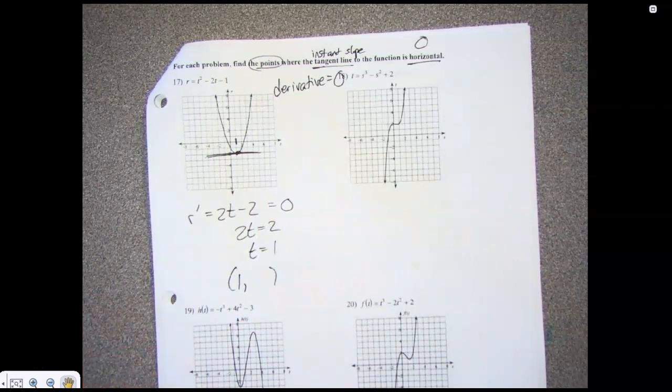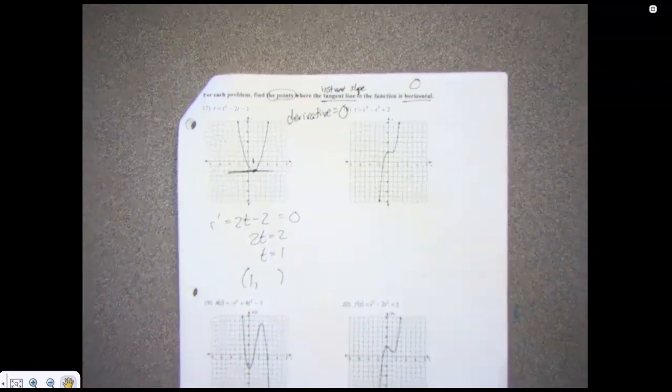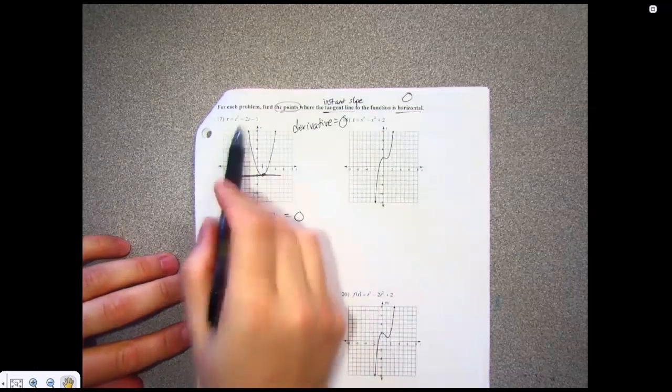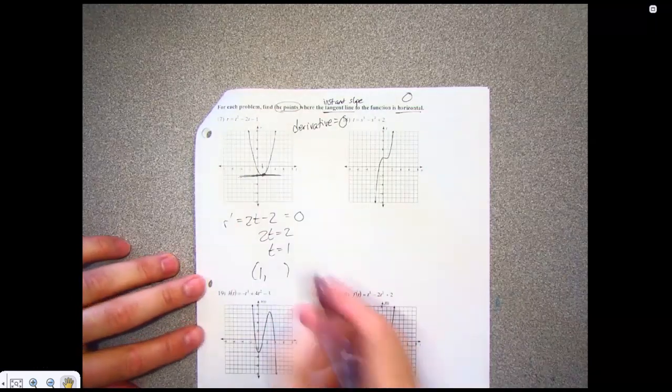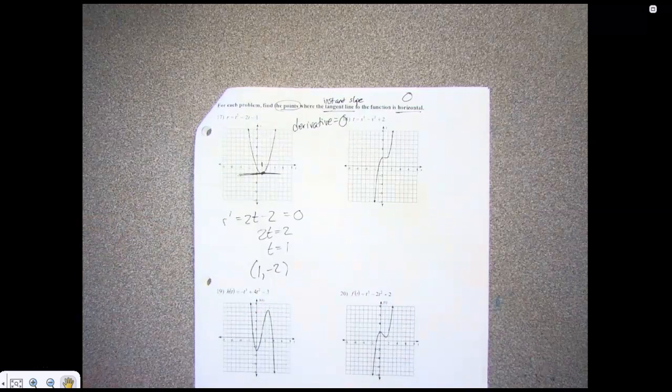And you do have a graph. But if you didn't, how would you find the y value? Plug back into the original level or the derivative level? Original level. So if I plug in 1 in the original, I get -2, which I can tell by looking at the graph, but I can also do it algebraically.